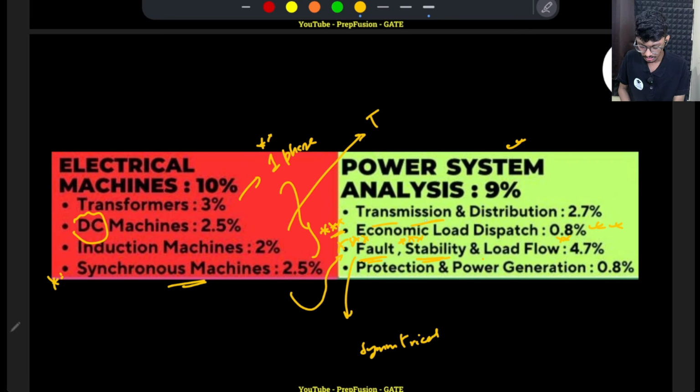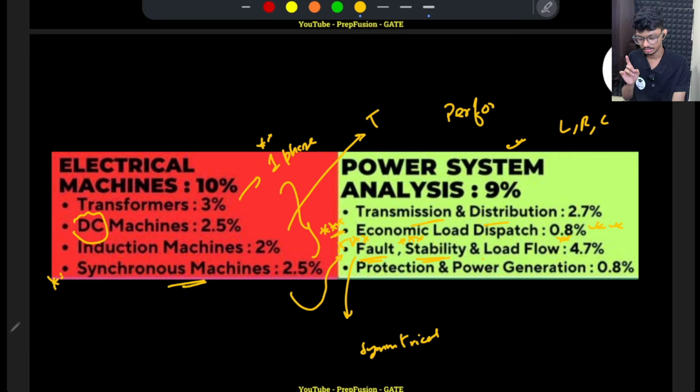Then we have transmission and distribution. In transmission, mainly you have to understand the formulas of L, R and C. That's all. In different chapters, you will have to understand the formulas of L, R and C, right? Inductance, capacitance and resistance. There will be long transmission line, short transmission line, medium transmission line. So what are the approximations? Those things you have to do. So I have covered that. I have covered the parameters of transmission line and performance.